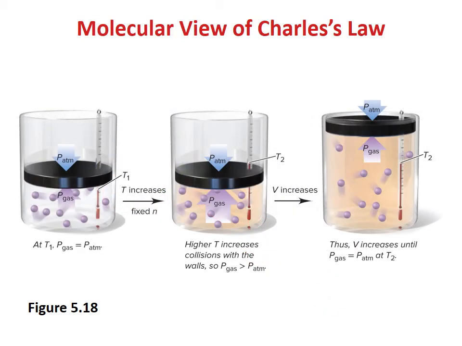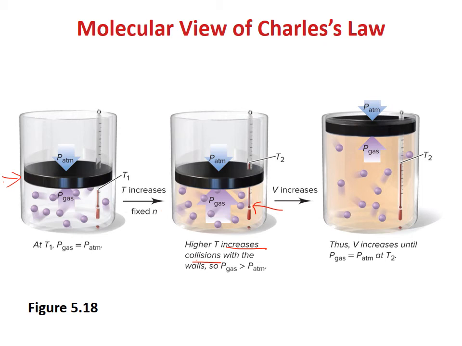Here shows another cylinder with a movable wall at equilibrium. When temperature goes up, the average kinetic energy of the molecules also goes up, and this will increase the speed and increase the collision frequency between the molecules and the wall, which will increase pressure.